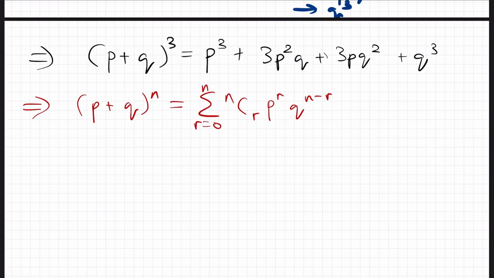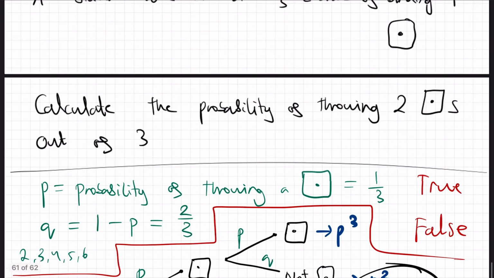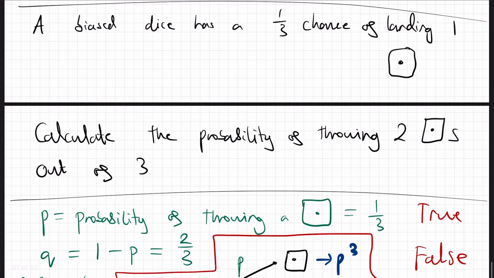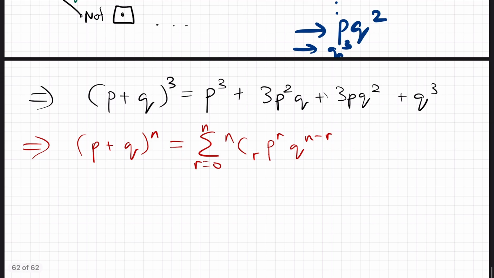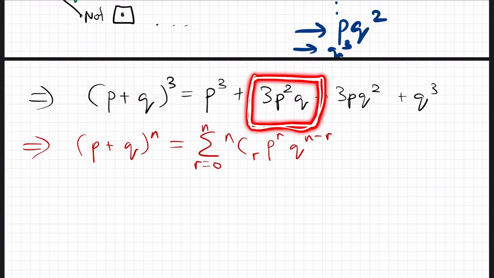So if we want to calculate, if we go back to the original question, the probability of throwing 2 1s, well, we know the probability of getting a true or hit is given by p. So if we just want to get 2 1s, we can look at this term on its own, like so, and this will give us the probability of getting 2 1s.